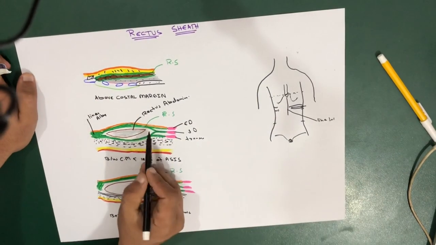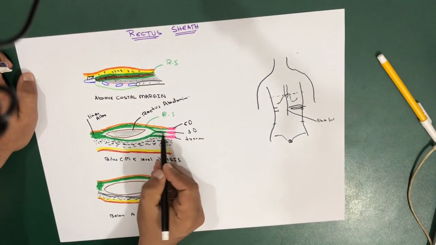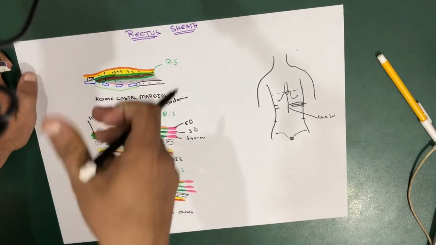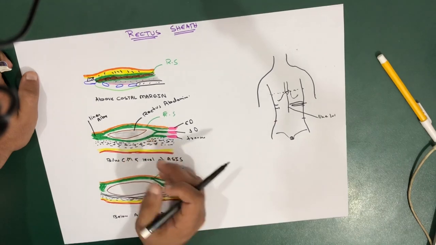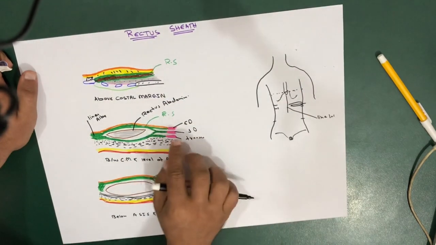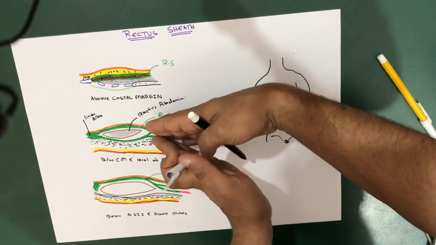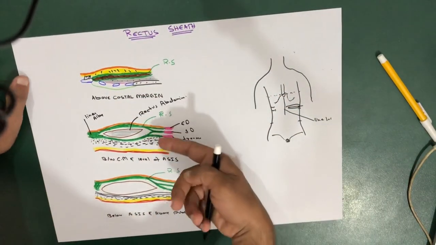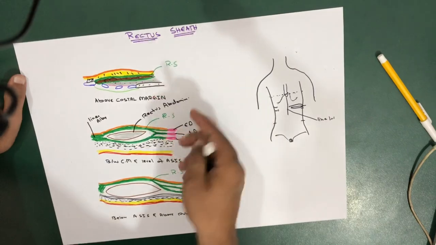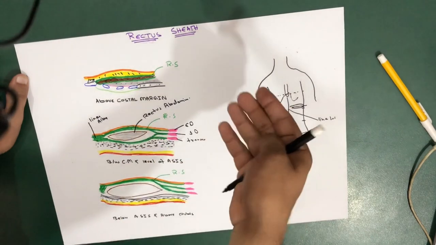So at the anterior of the rectus abdominis, the rectus sheath is formed by the external oblique muscle, number one, and the anterior part of the internal oblique muscle. Because the internal oblique muscle divides into two sheaths, as you can see in this picture, one going anterior, one going posterior. So the rectus sheath anterior to the rectus abdominis muscle is formed by two things: the external oblique and the anterior part of the internal oblique.